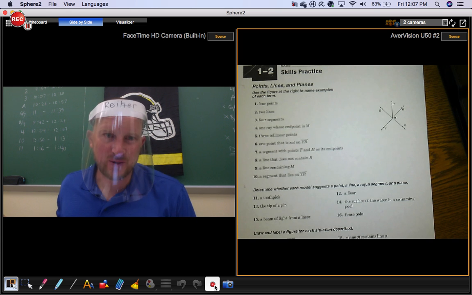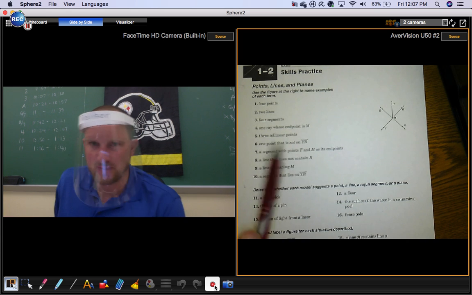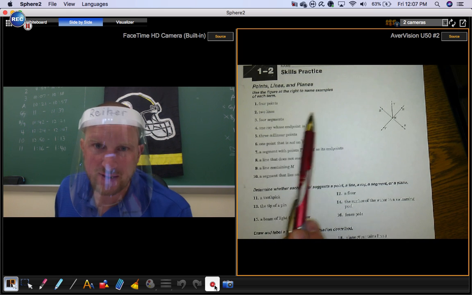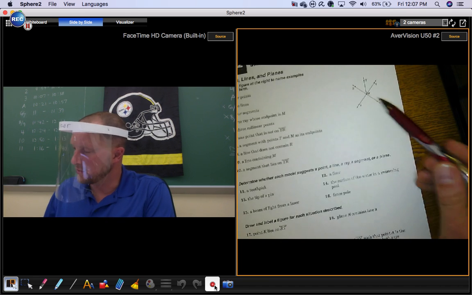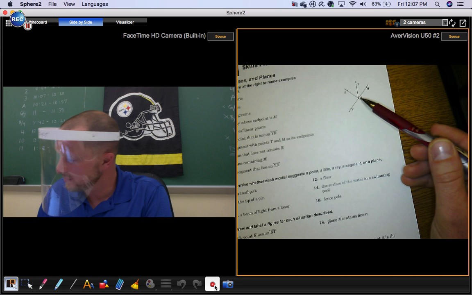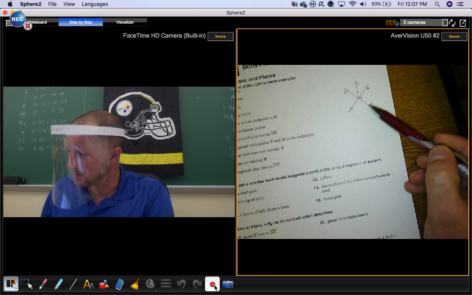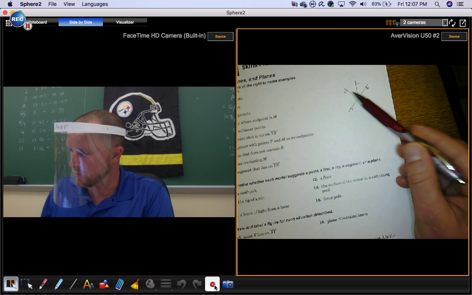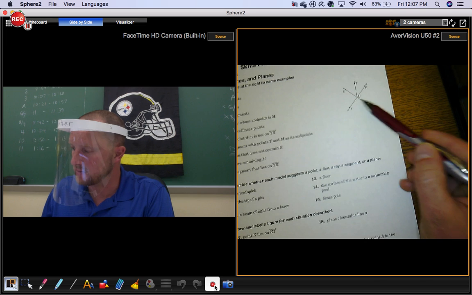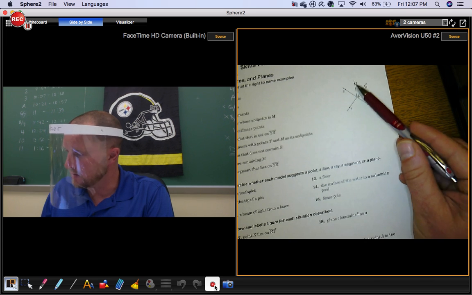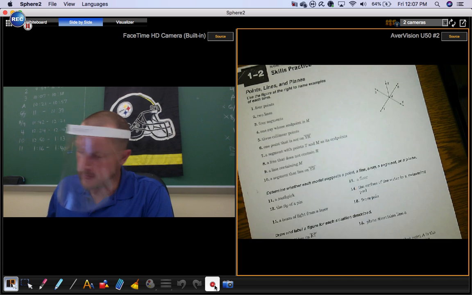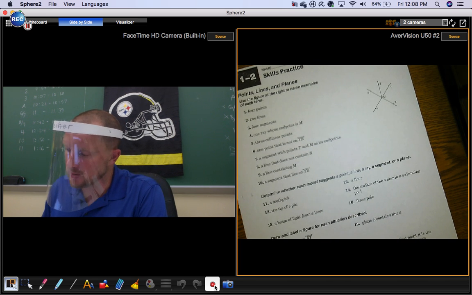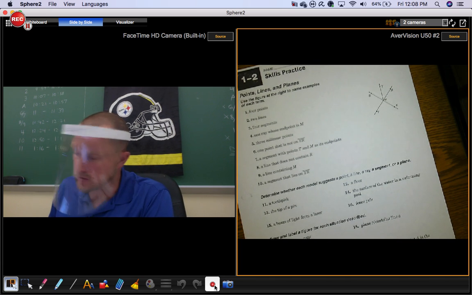We're going to look at the skills practice for 1.2. We're going to use the figure at the right to name examples of each term. So here's our diagram. It looks like we have some lines. We definitely have some rays and some segments that are on the rays. And there's lots of points, obviously.